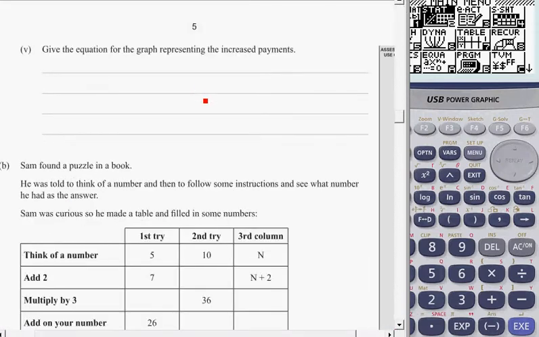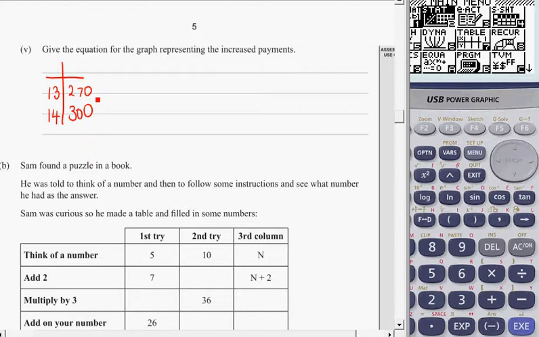The equation for the graph representing the increased payments. Once again, we're assuming there's a line. We've only really got 2 points on that line. We know that for practice number 13, it goes through the point 270 on the graph, and practice 14 goes through the point 300. So they're my 2 points on the line.